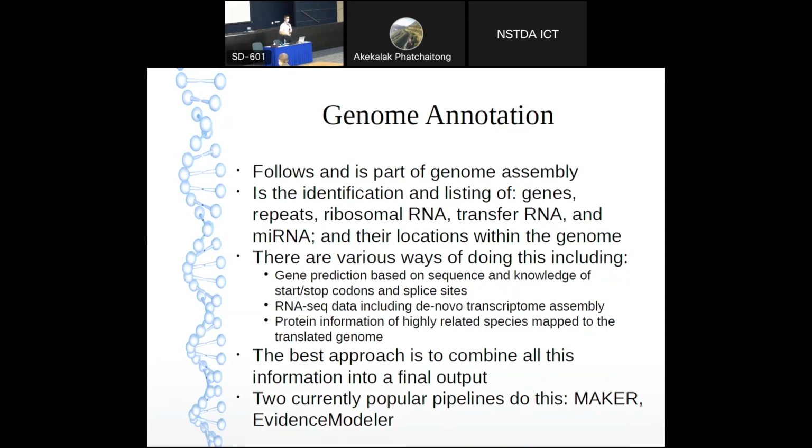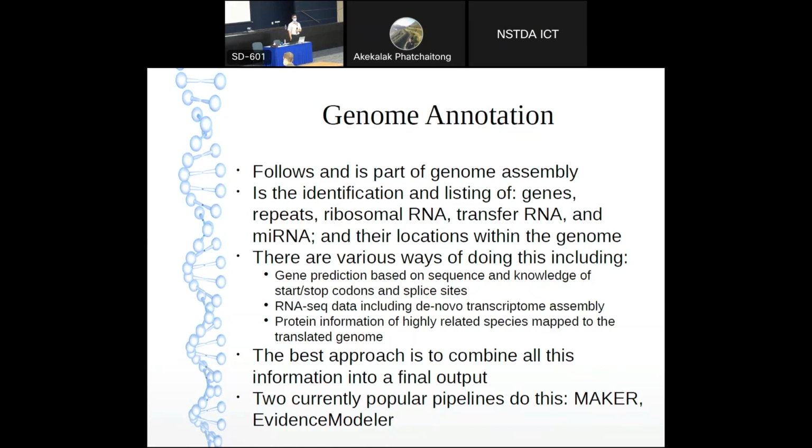Okay, so the next step is genome annotation. So this is following on from, so here we've sequenced the genome, we've scaffolded it hopefully into complete chromosomes. The next step is to identify and list genes. So for here, we identify genes, repeats, ribosomal RNA, transfer RNA, and messenger RNA, and output the location within the genome. So there are various ways of doing this.